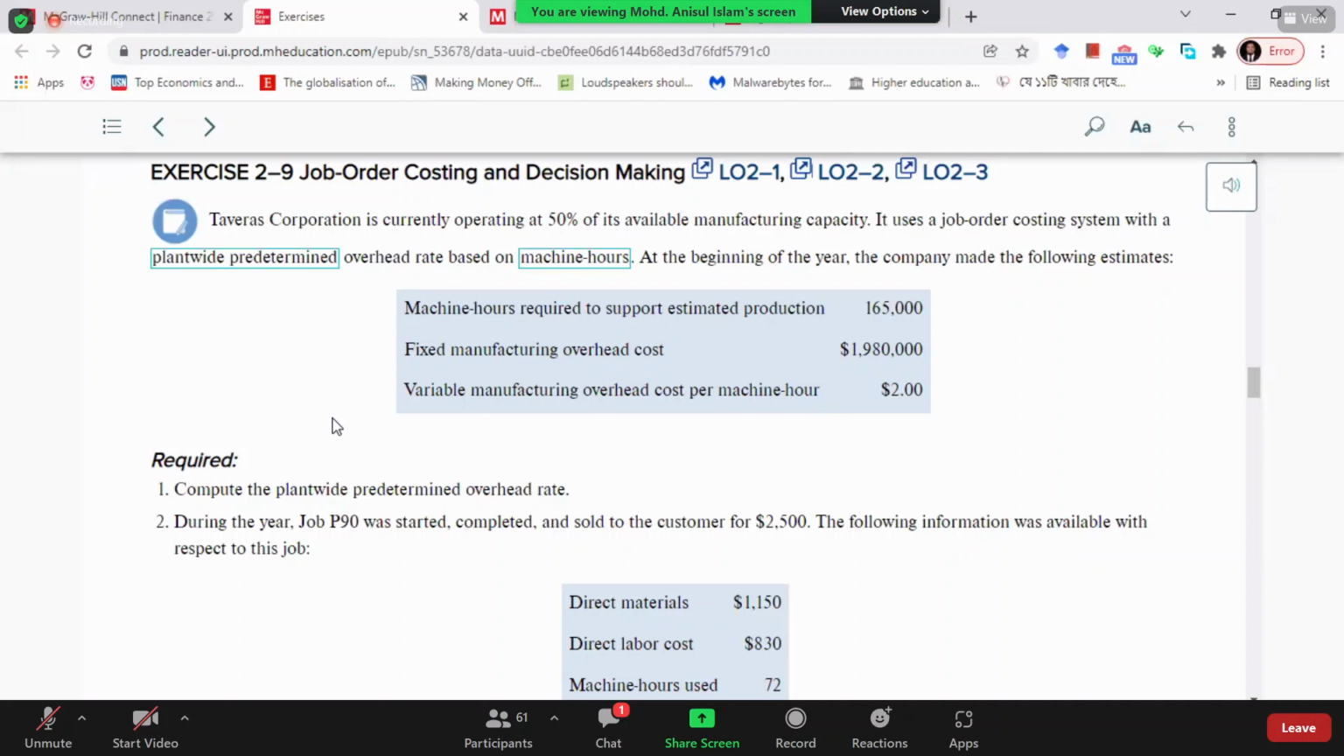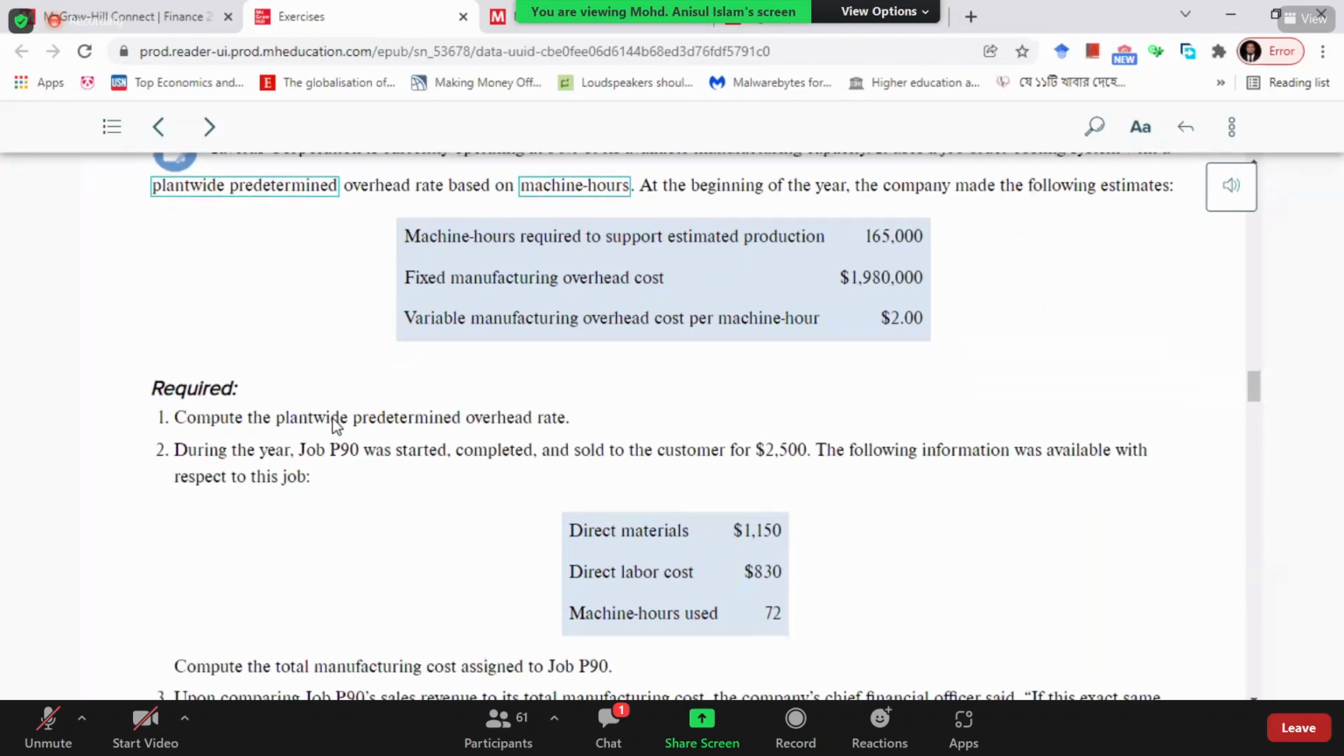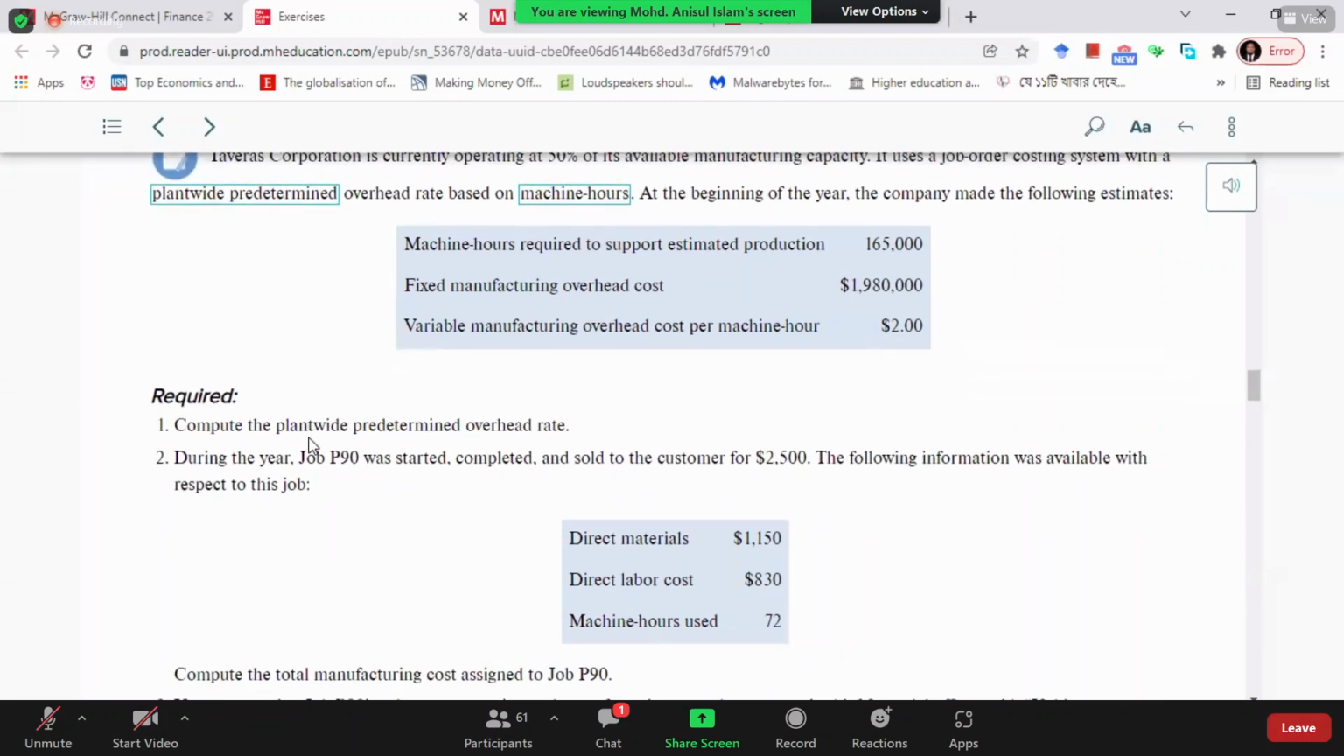So let's see what the requirements are. Compute the plant-wide predetermined overhead rate. So now I will take help of my text rather than opening my screen.